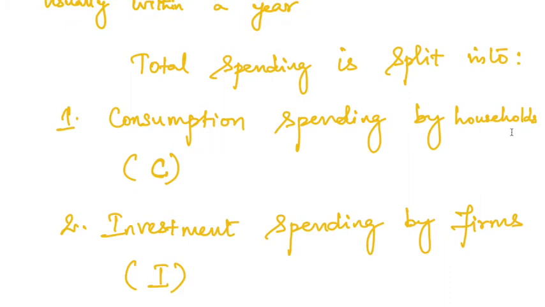The first one is consumption spending by households. If you take spending by all the households in the economy, you get consumption spending. For example, if I'm buying a shirt, and if you're buying an iPhone, and if your parents are buying a car, these are all consumption spending by households. So you and I belong to this category, households.